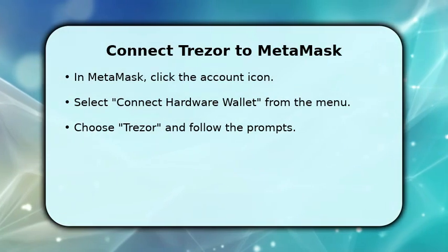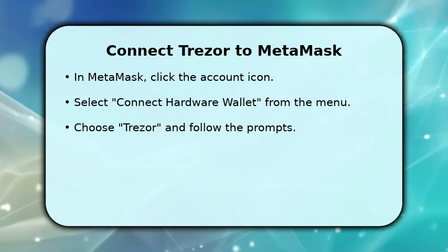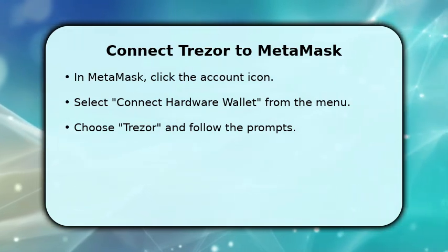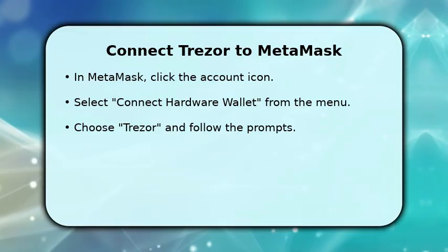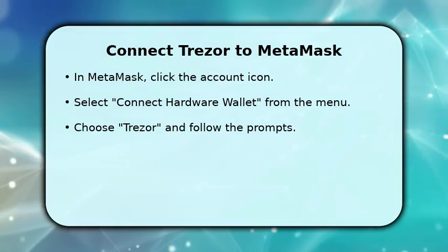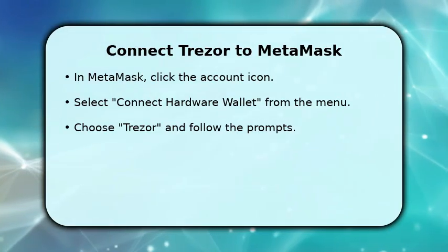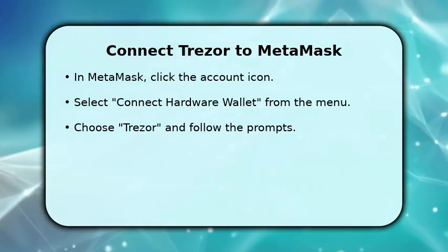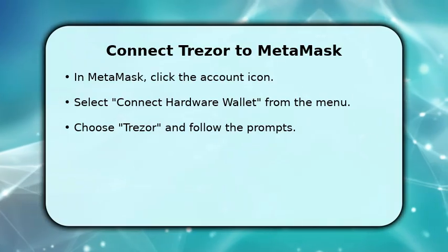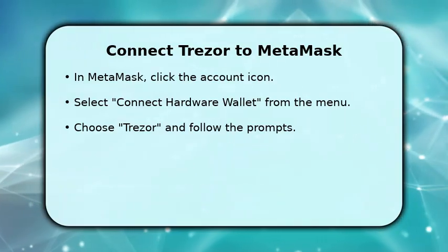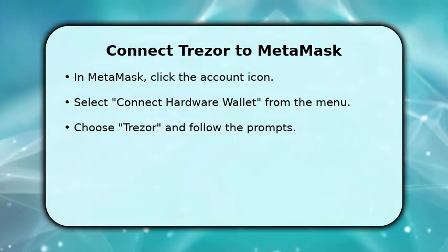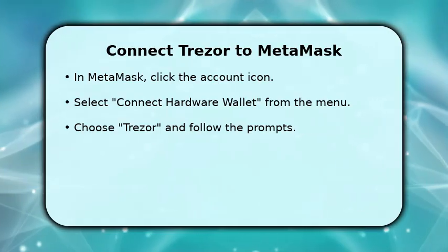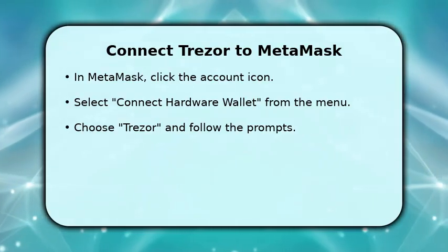Once MetaMask is open, click on the circular account icon located in the top right corner of the extension. From the drop-down menu, select the option that says Connect Hardware Wallet. This will open a new window where you'll choose Trezor from the available options. Follow the on-screen prompts to securely connect your Trezor device to MetaMask, confirming any actions on your Trezor screen.